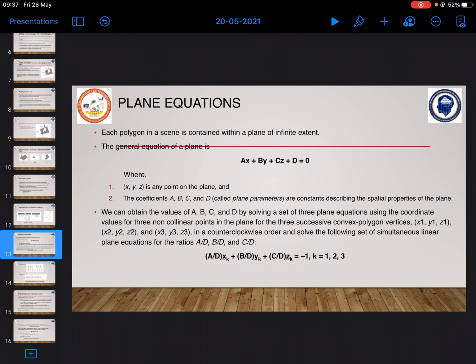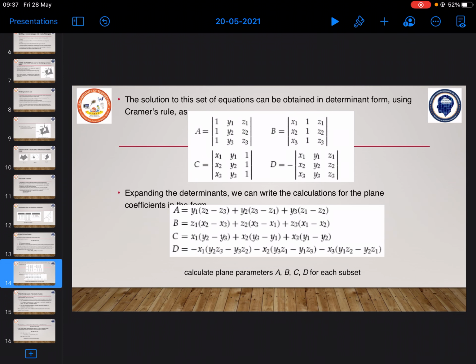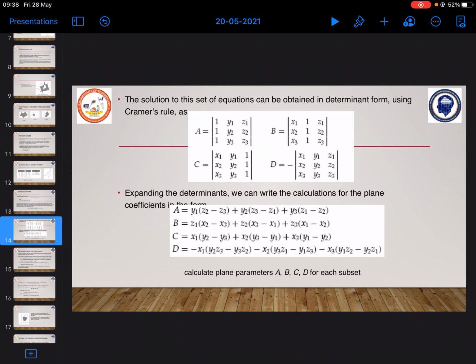Then next is the plane equation. The plane equation can be written as ax plus by plus cz plus d equals 0. When you divide by d, you get a by d x plus b by d y plus c by d z equals minus 1. According to Cramer's rule, the A value is the determinant with entries 1 1 1, y1, z1, and so on, and B, C and D are similar determinants. By expanding the determinants, we can write the calculation for the plane coefficients, in the form A equals y1 (z2 minus z3) plus y2 (z3 minus z1) and so on.